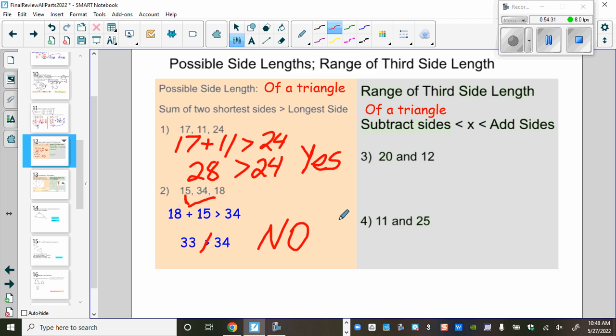Questions? It still wouldn't work. Very good point. So even if it was 34, 34 is not less than 34. So that's a very good point, Alex. Because if they're equal, still not going to work.